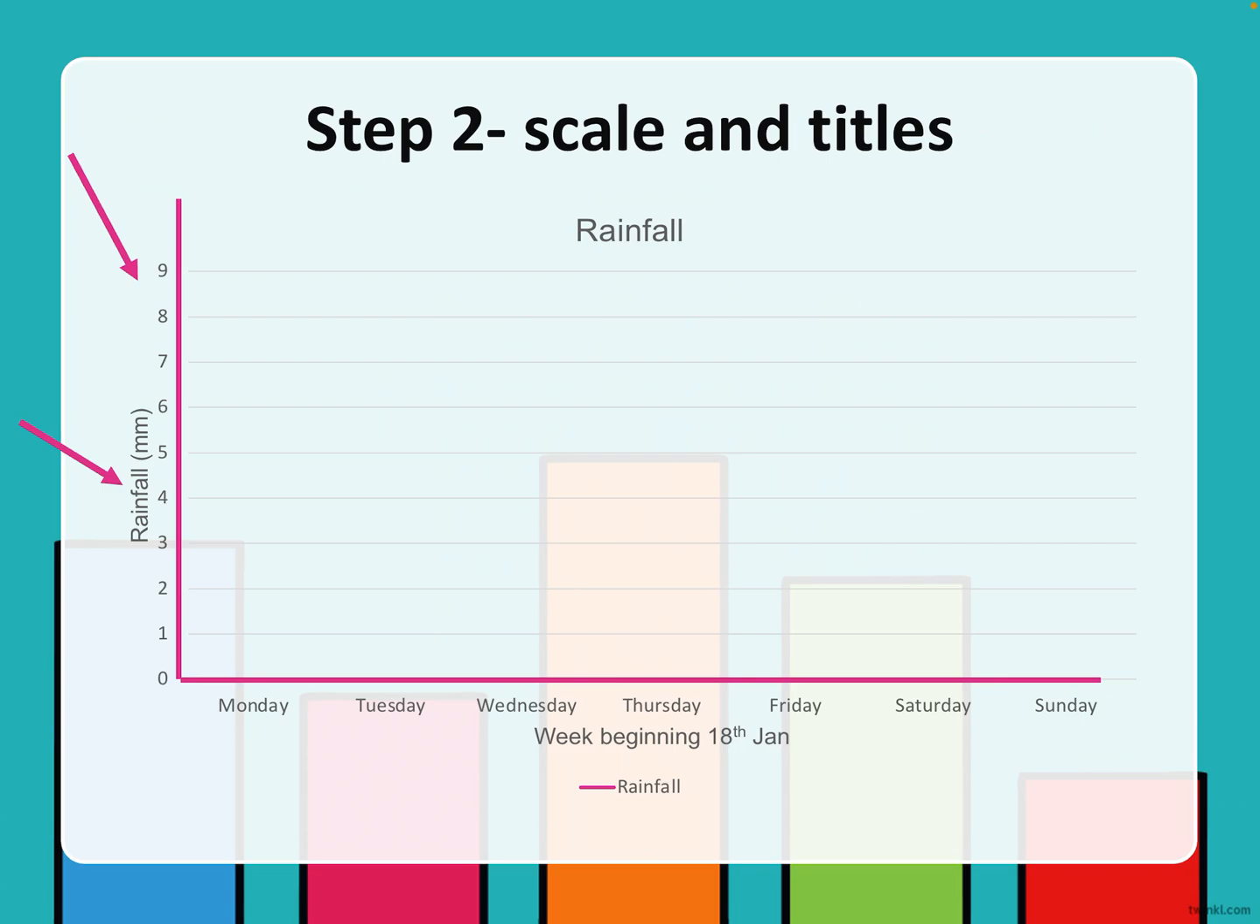I needed to put a title there, so that shows the rainfall in millimetres. I needed to put days of the week to show what the time period was, and that was the week beginning the 18th of January. And I need to put a title for my whole graph. Now I actually should have put rainfall in Lithgow because that's where I measured it from.